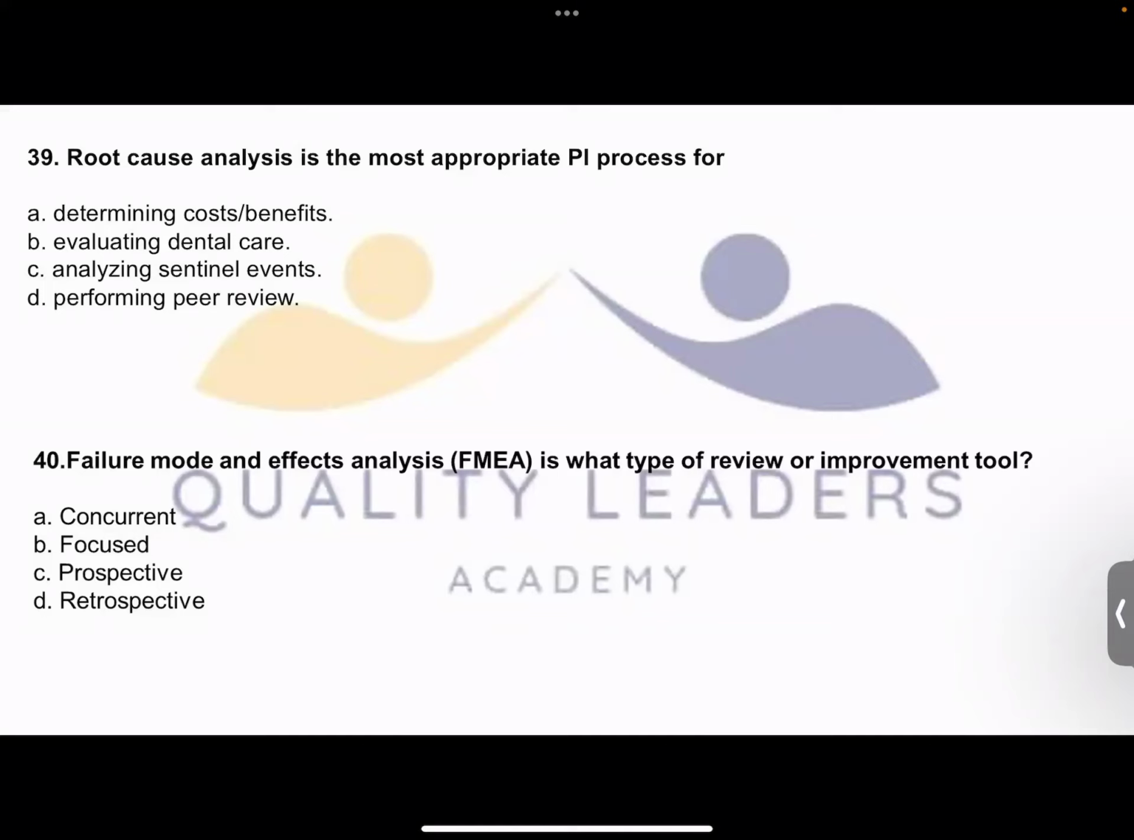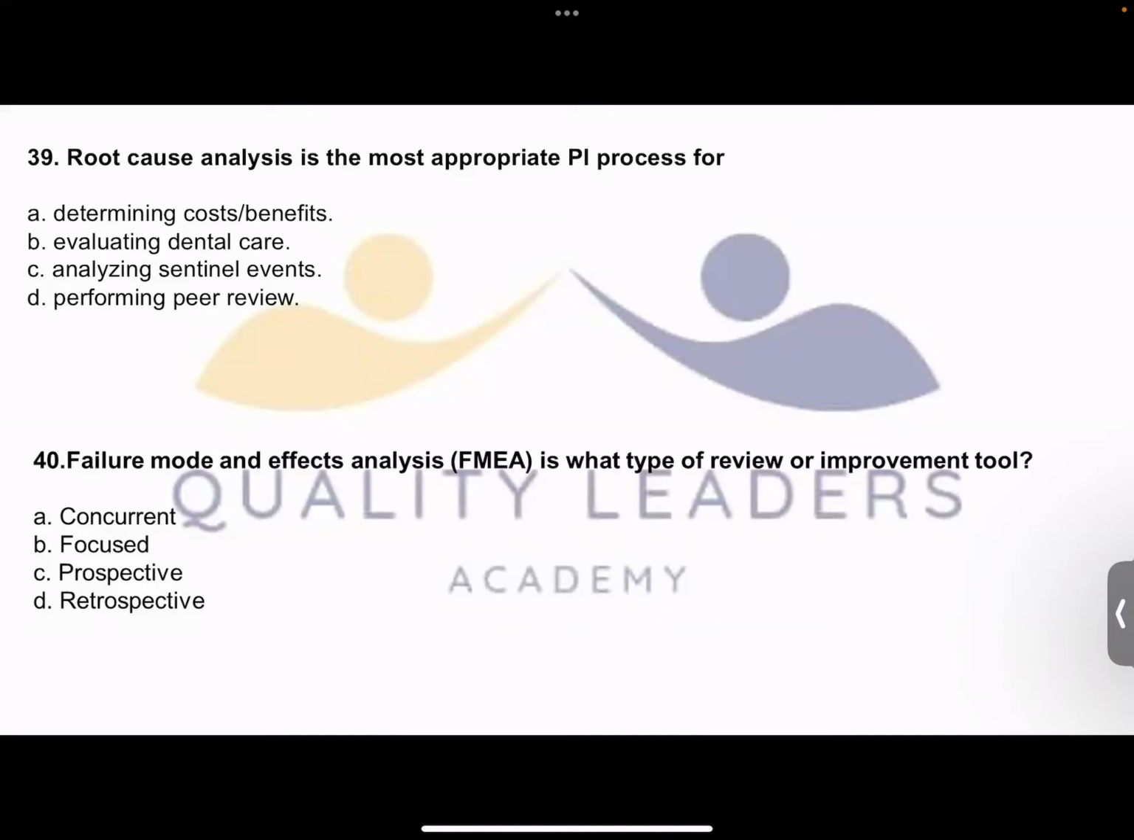For letter A, this is incorrect. Cost-benefit analysis focuses on evaluating the financial implications and outcomes of actions, while letter B is not specifically tied to evaluating dental care or any specific service area unless a sentinel event occurs in that domain. For letter D, this is also incorrect because this focuses on assessing individual or group performance.